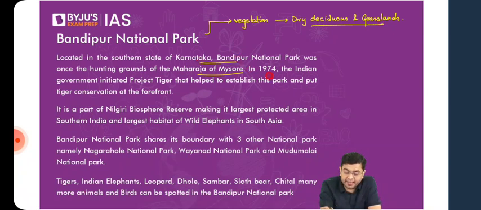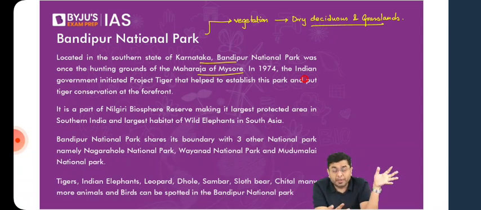In 1974 is when the Indian government did launch Project Tiger. And that Project Tiger was initially launched in 1973 itself. Project Tiger was launched at that point itself, but Bandipur Tiger Reserve, or the conservation of tigers in Bandipur, became one of the prime attractions for the tourists as well.